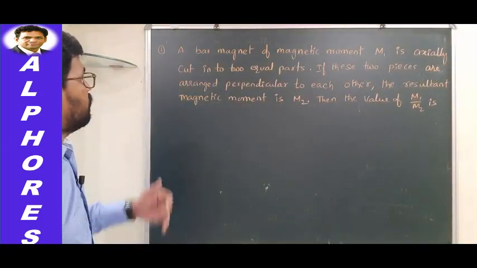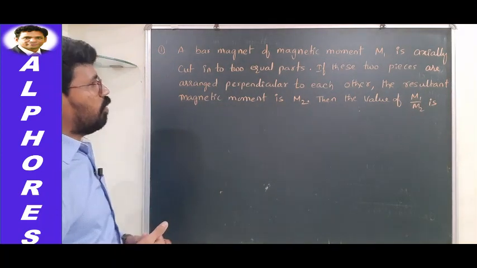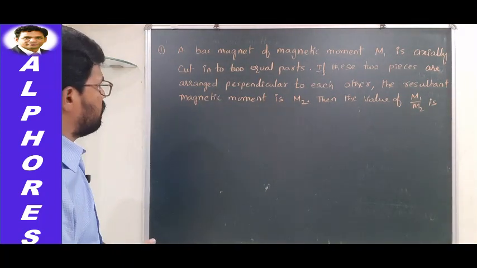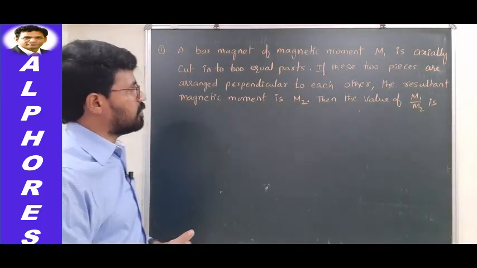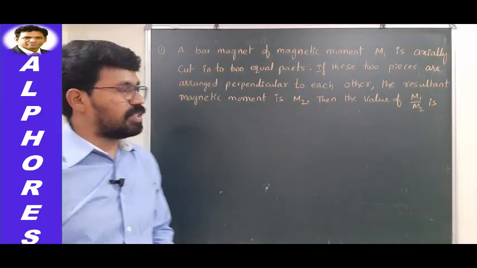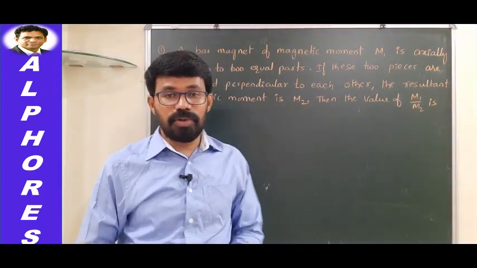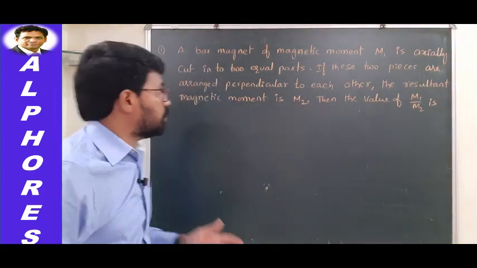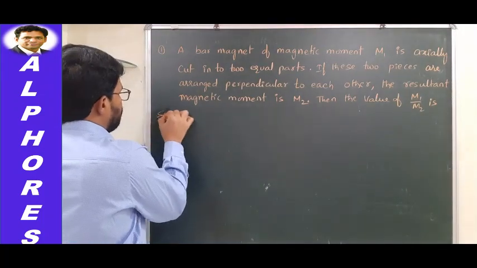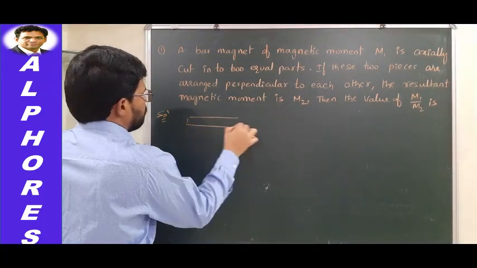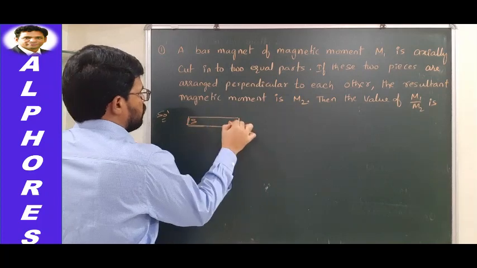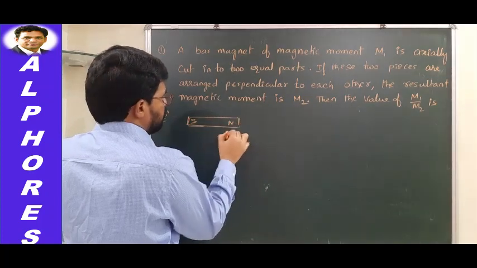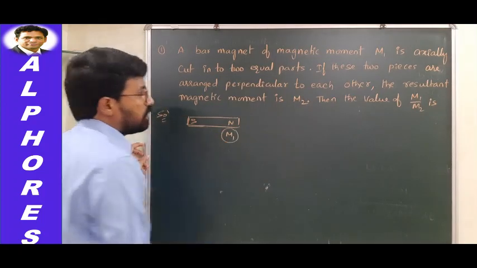So now let us see this question. A bar magnet of magnetic moment M1 is axially cut into two equal parts. If these two pieces are arranged perpendicular to each other, the resultant magnetic moment is M2. Then the value of M1 by M2 is. So here, initially one magnet is taken, something like this. Its magnetic moment is given as M1.